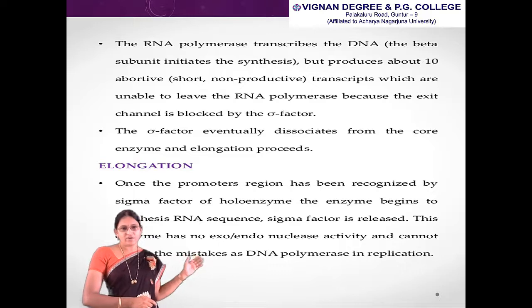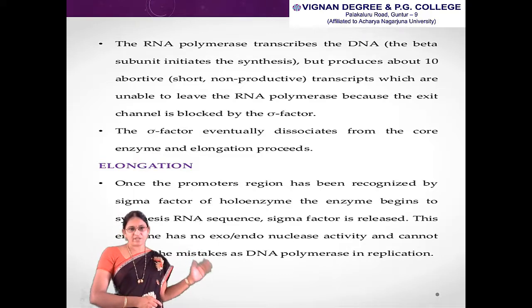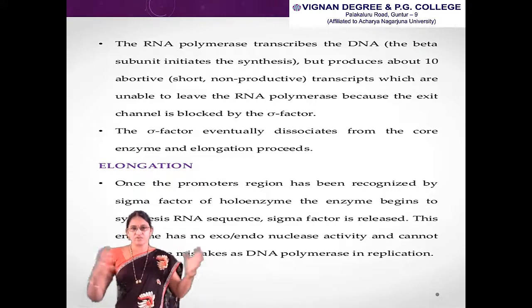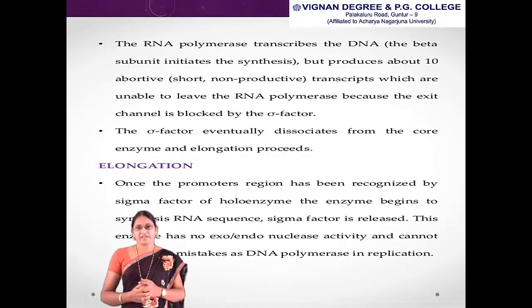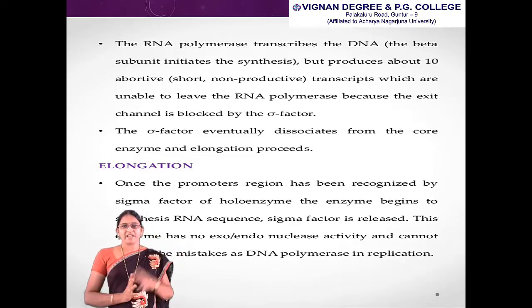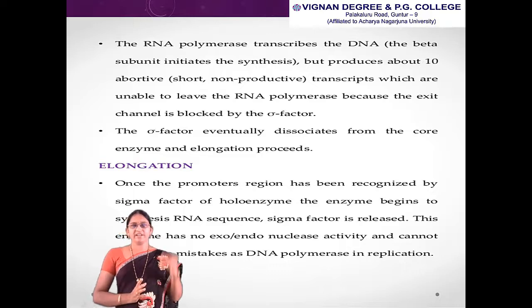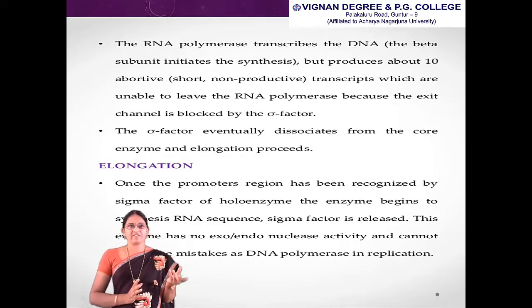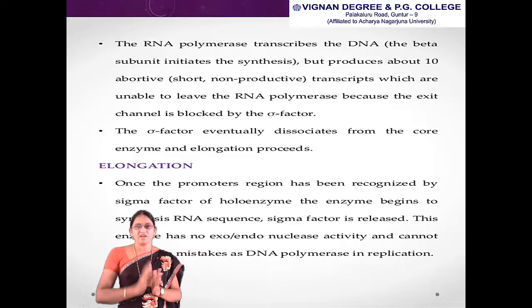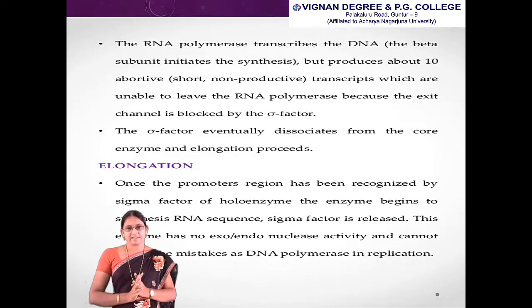Coming to the elongation. Once the promoter region has been recognized by the sigma factor of the holoenzyme, the enzyme begins to synthesize RNA sequences. Sigma factor is released. This enzyme has no exonuclease activity. That means it identifies the right nucleotide and incorporates it, but it does not have any proofreading activity. It is unable to move backward and check the nucleotide. So it simply starts to polymerize. That's why the error rate is higher for mRNA synthesis.